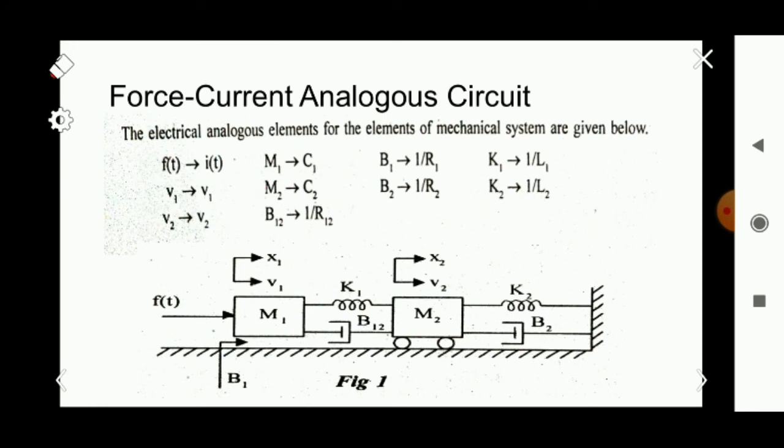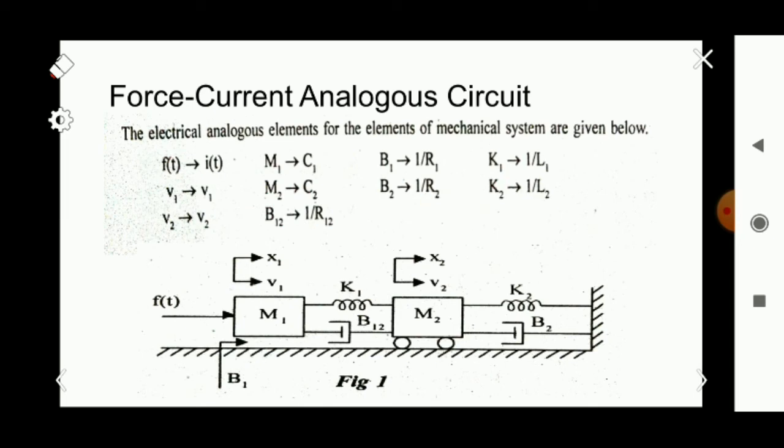In the case of the force current analogous circuit, for a mechanical system the input is f of t and the output is velocity, but in the electrical system the input is a current source and the output is the voltage. So instead of f of t we substitute I of t, the current source. Instead of M1 we substitute a capacitor C1, M2 becomes C2, B1 is 1 by R1, B2 is 1 by R2, B12 is 1 by R12, and K1 is 1 by L1, K2 is 1 by L2. These are the corresponding analogous elements in the electrical circuit.